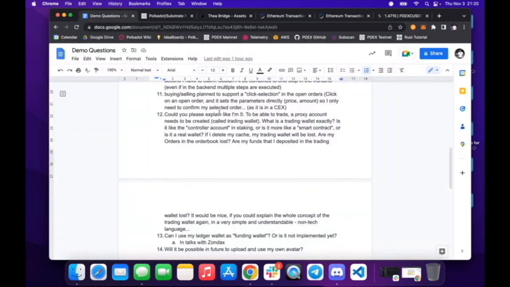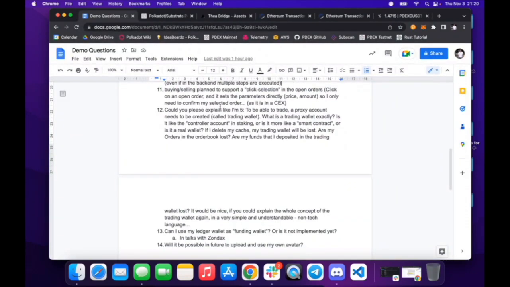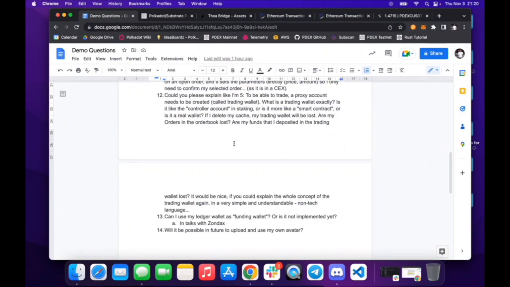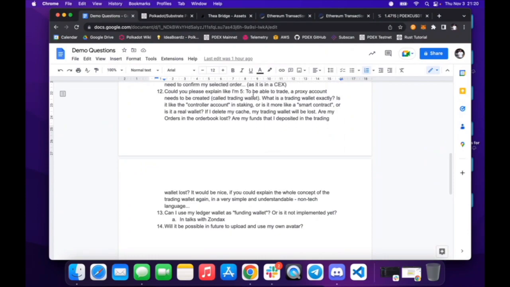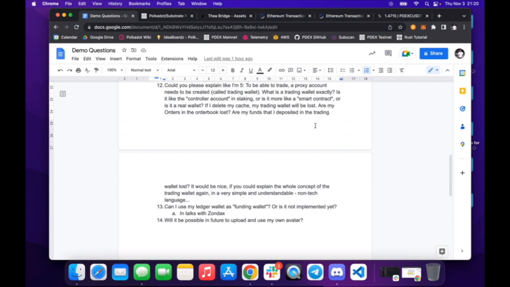We'll add it soon. Next question is, could you please explain, like I'm a 5-year-old, to be able to trade, a proxy account needs to be created called trading wallet. What is a trading wallet exactly? Is it like the controller account in staking? Yes, you have the answer right there. It is exactly like a controller account in staking. The second part of the question is, if I delete my cache, my trading wallet will be lost. Yes, your trading wallet will be lost if you delete your cache.